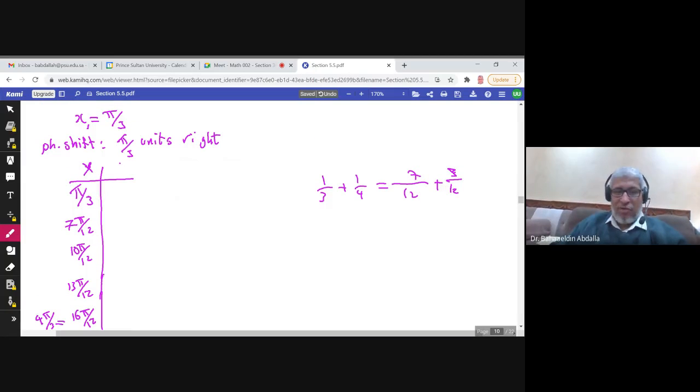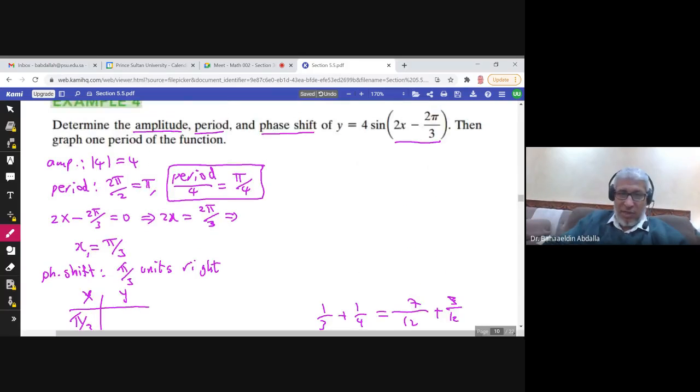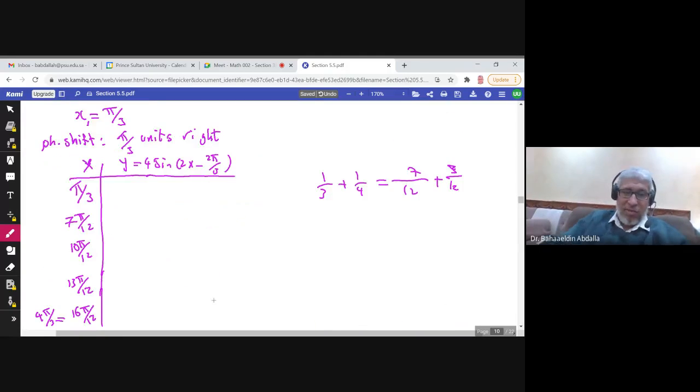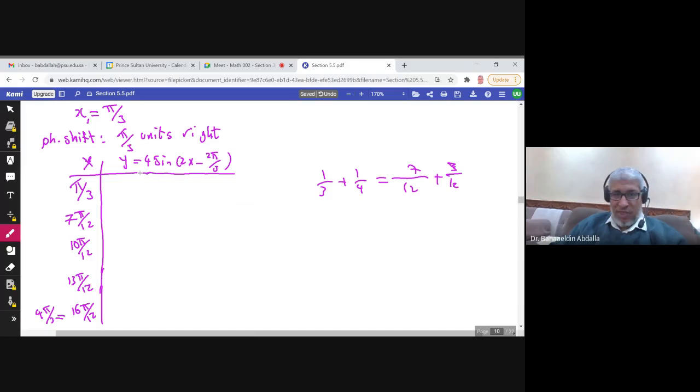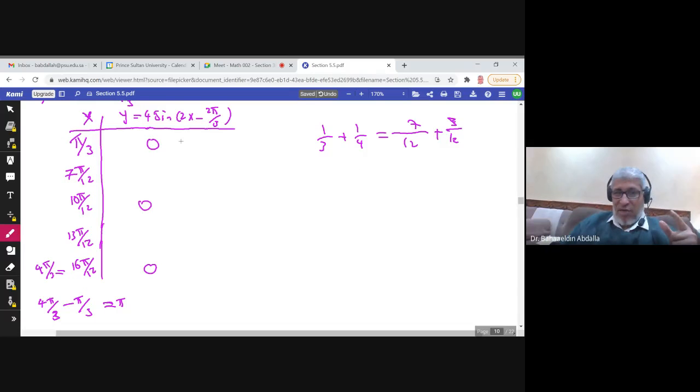Good. Now, how to find the y values? Please use the calculator. How? You put everything for sine 2 and you replace x by pi over 3, and ask the calculator to give you the answer. But we know the answer. What is the answer? We have 0 here, here, and here. But when you use the calculator, the advantage is that you will know that these numbers are correct. So you should get 0, 0, 0.